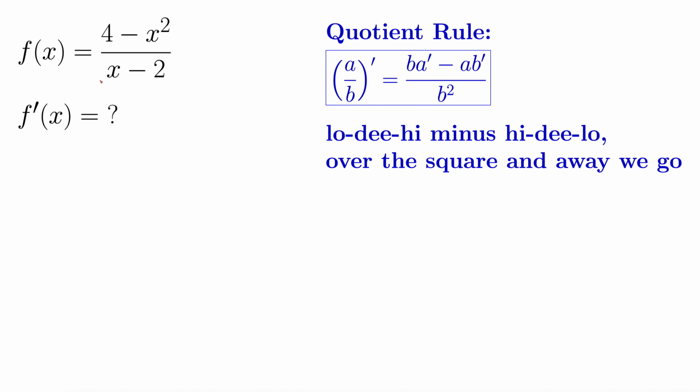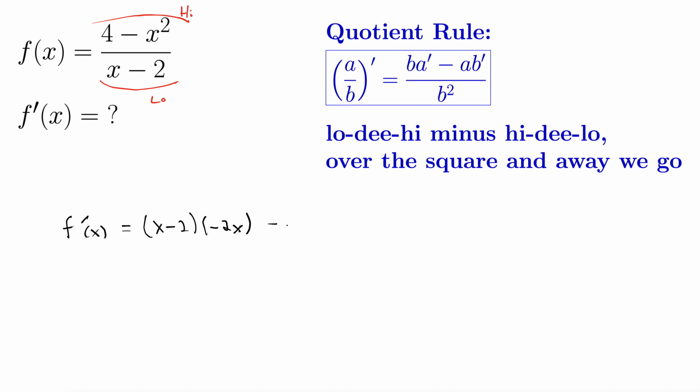Okay, well, we have low for the denominator here, so we'll call that low, and we'll call the numerator high. Just in using this little jingle here. So f prime of x is then, okay, so we have lo-dee-hi, so that means we just write the low, times the derivative of the high. So derivative of 4 minus x squared is negative 2x.